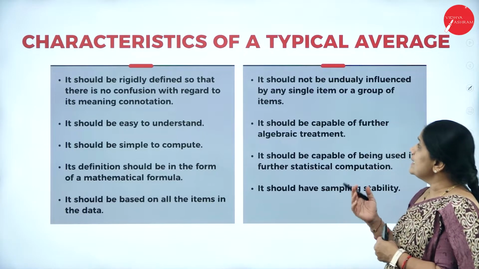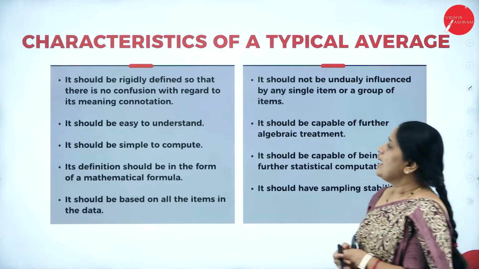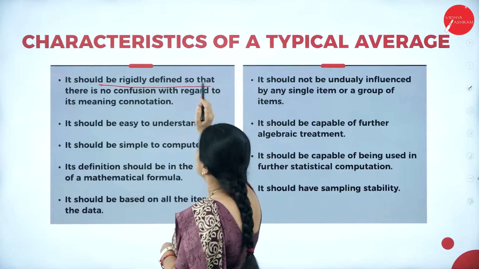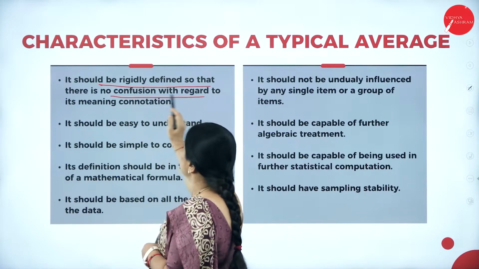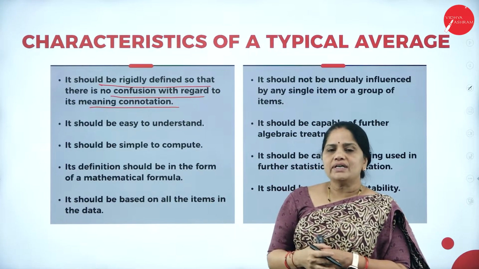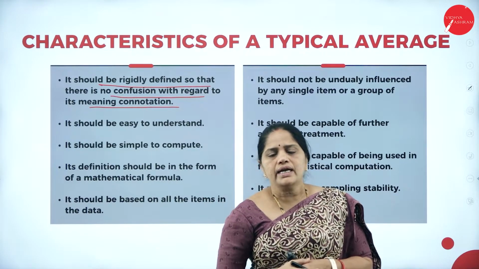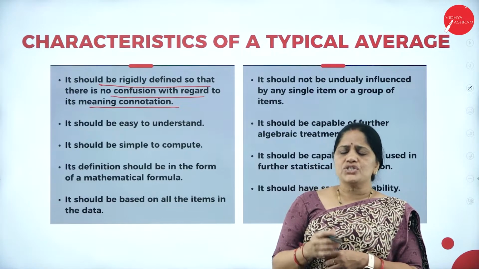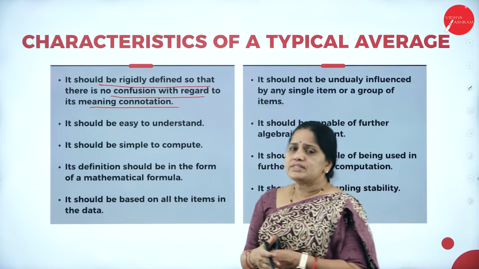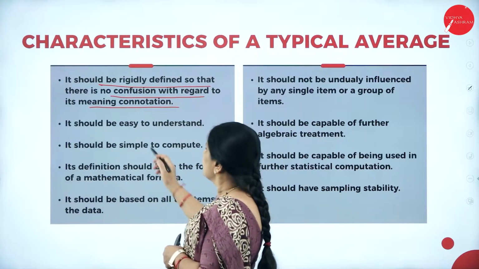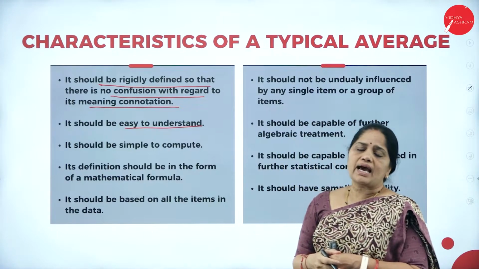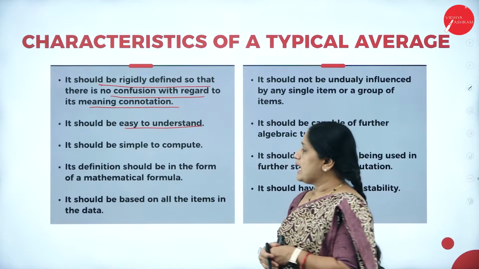Next, what are the characteristics of a typical average? The characteristics are: it should be rigidly defined so that there is no confusion with regard to its meaning or connotation. Whenever an average is calculated, it should be rigidly defined. We should know exactly what the average represents. It cannot be something which is uncertain. Then it should be easy to understand. Whenever we calculate an average, it should be easy to understand.